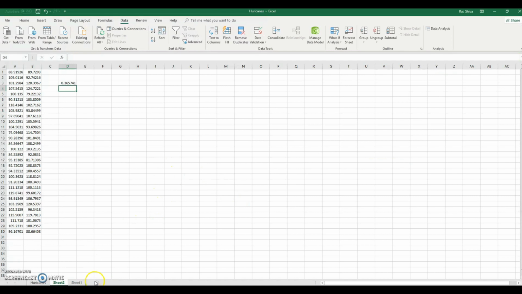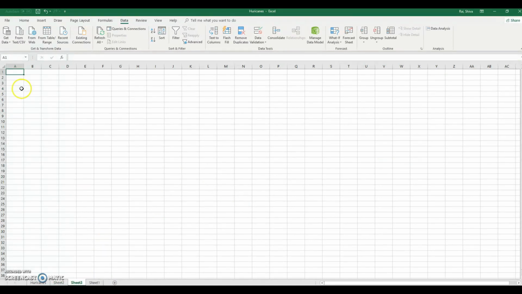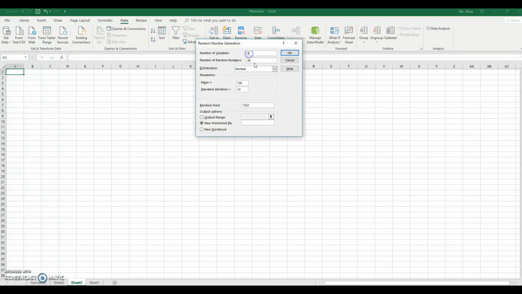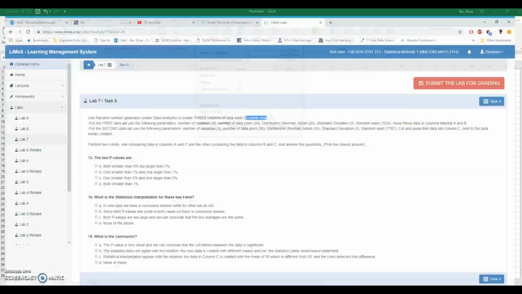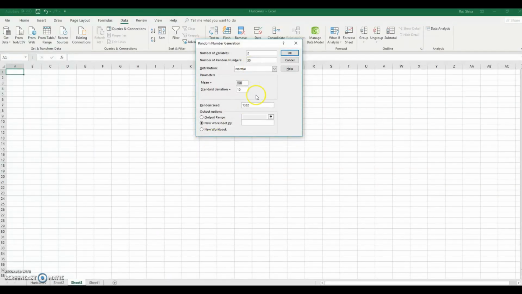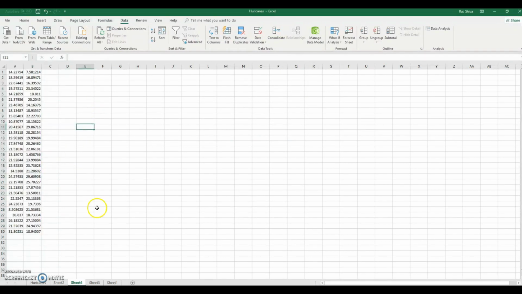So let me go to a new worksheet and go to data analysis, random number generator, click on OK. 2, 30, normal, and mean 20, standard deviation 5, and random seed 1 2 3 4. And I click on OK. So this is it. Worksheet number 4 has this one.